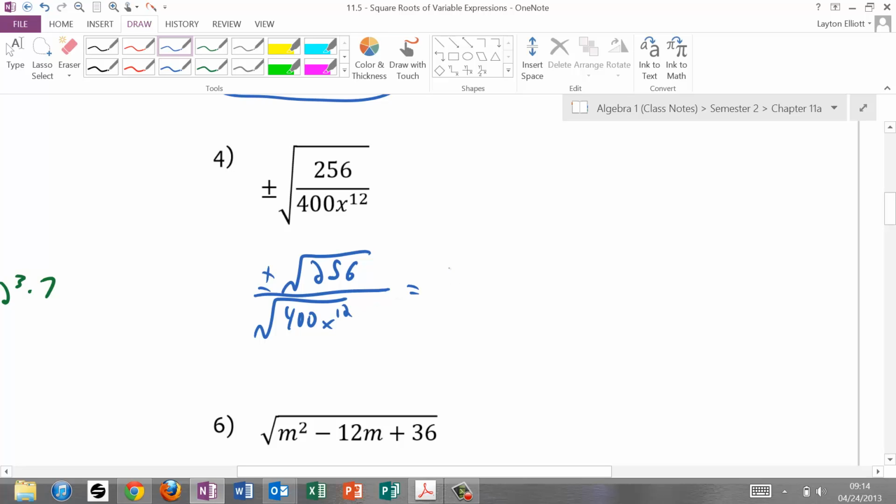Separate the square roots up, so we go plus or minus, sorry, that's a mistake, plus or minus 16 over 20 x to the 6th. And now I have an easier time reducing. It's plus or minus 4 over 5 x to the 6th.